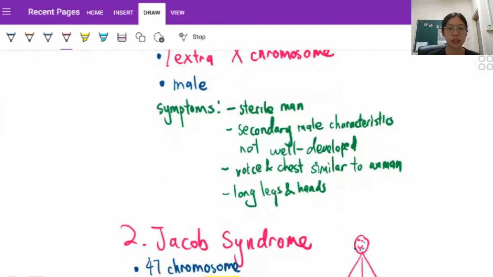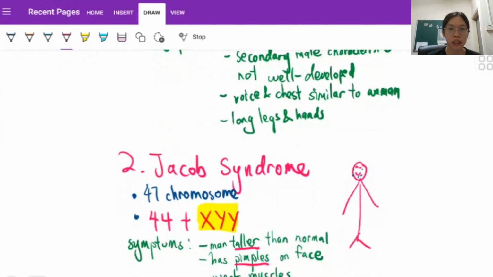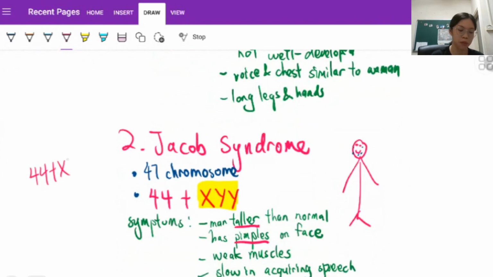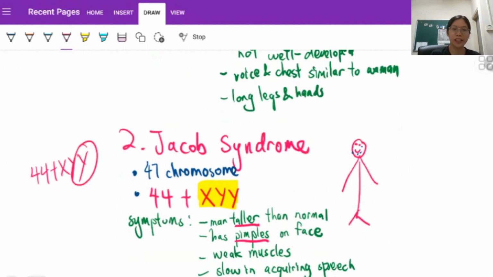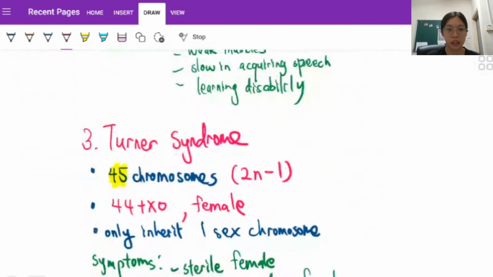And what about Jacob syndrome? Jacob syndrome is also a guy, but now he got an extra Y chromosome. Initially, a man is supposed to be 44 plus XY, but now you add on one more Y. So what are the symptoms? You become more guy. Basically, he tends to be taller than normal, has a lot of pimples on his face, weak muscles, slow in acquiring speech, and learning disability.